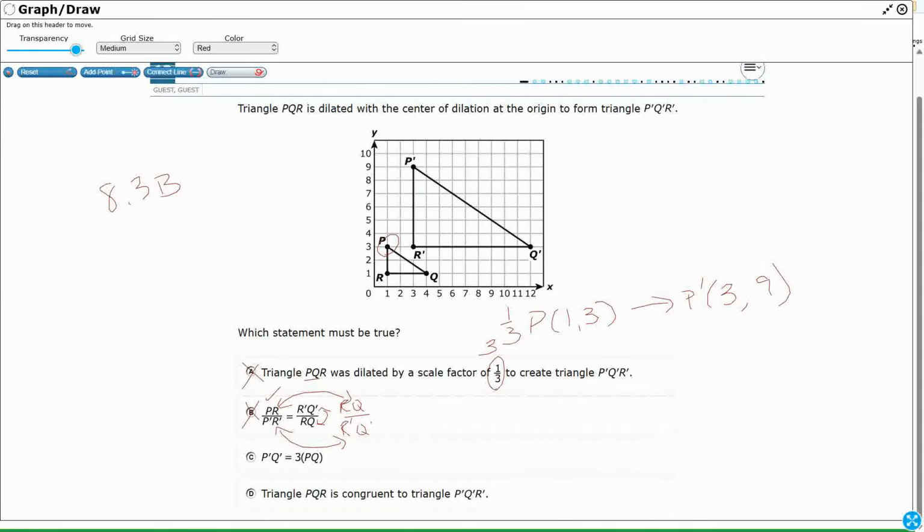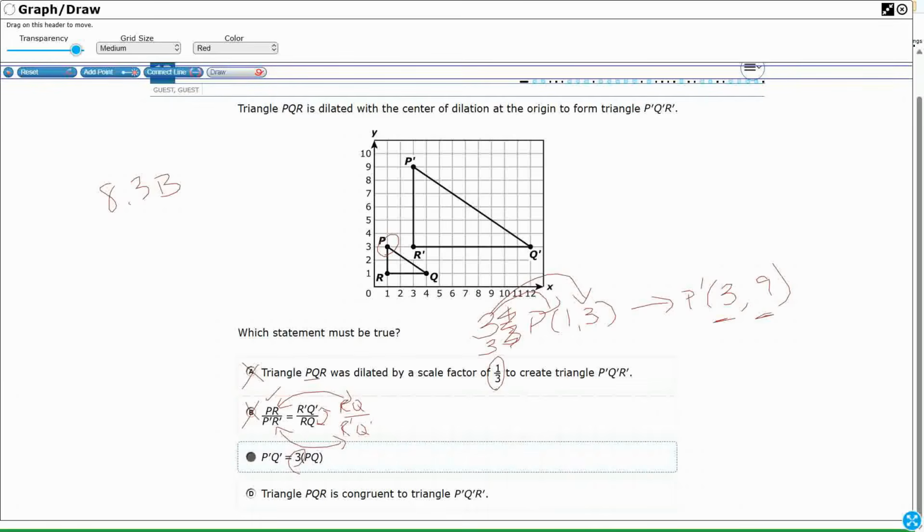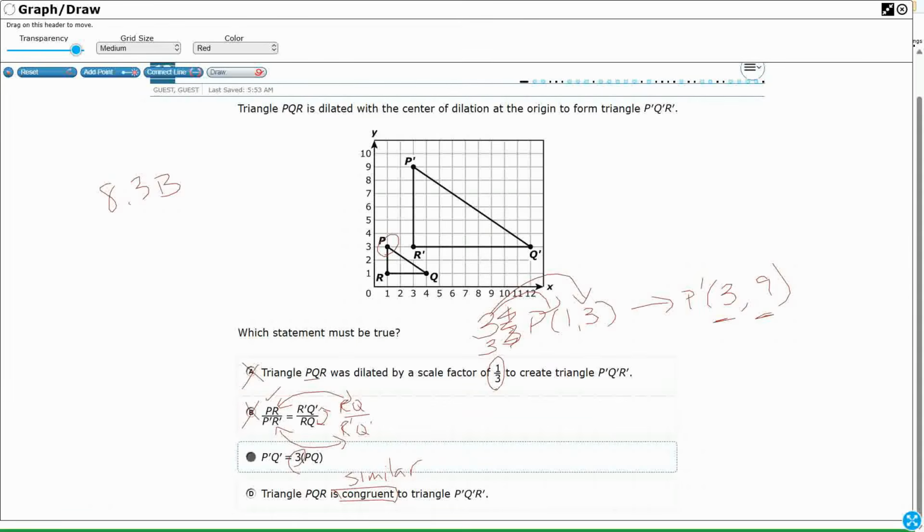So this is P prime, Q prime equals triple. That's what we're looking for. If you, instead of what I did right here, if you triple it, 3 times 1 makes 3, 3 times 3 makes 9. So that is going to be our answer there. And then obviously D has to not work. It's not congruent. Now, if you wanted to say similar, then I've got two correct answers because they are similar. Dilation keeps it similar, keeps the angles the exact same, and it keeps its sides proportional, but they're not congruent. They're not same size, same shape.